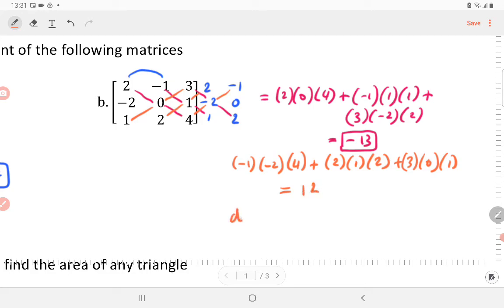Now your determinant is the red minus the orange. So that would be minus 13 minus 12, which is minus 25. So that's how you find the determinant of a 3 by 3 matrix.